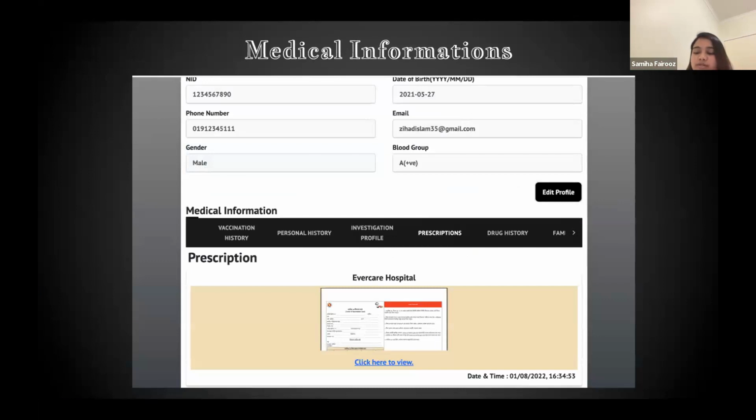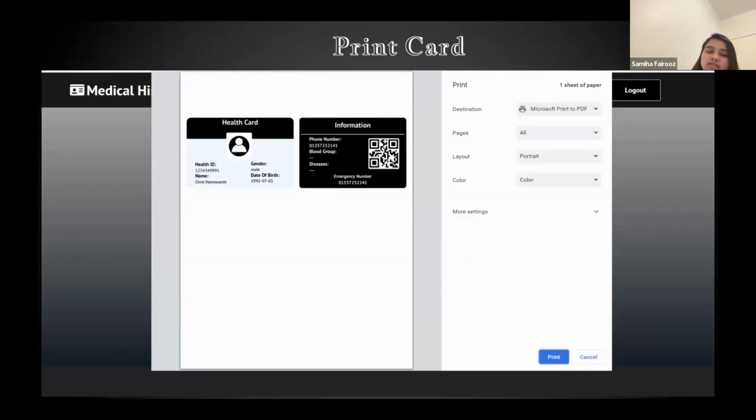The medical history card has a unique QR code as shown in the picture here. Doctors and patients can see the patient's health ID by scanning the QR code from it. After signing in, patients can download the card as a PDF file and print it out for future references.